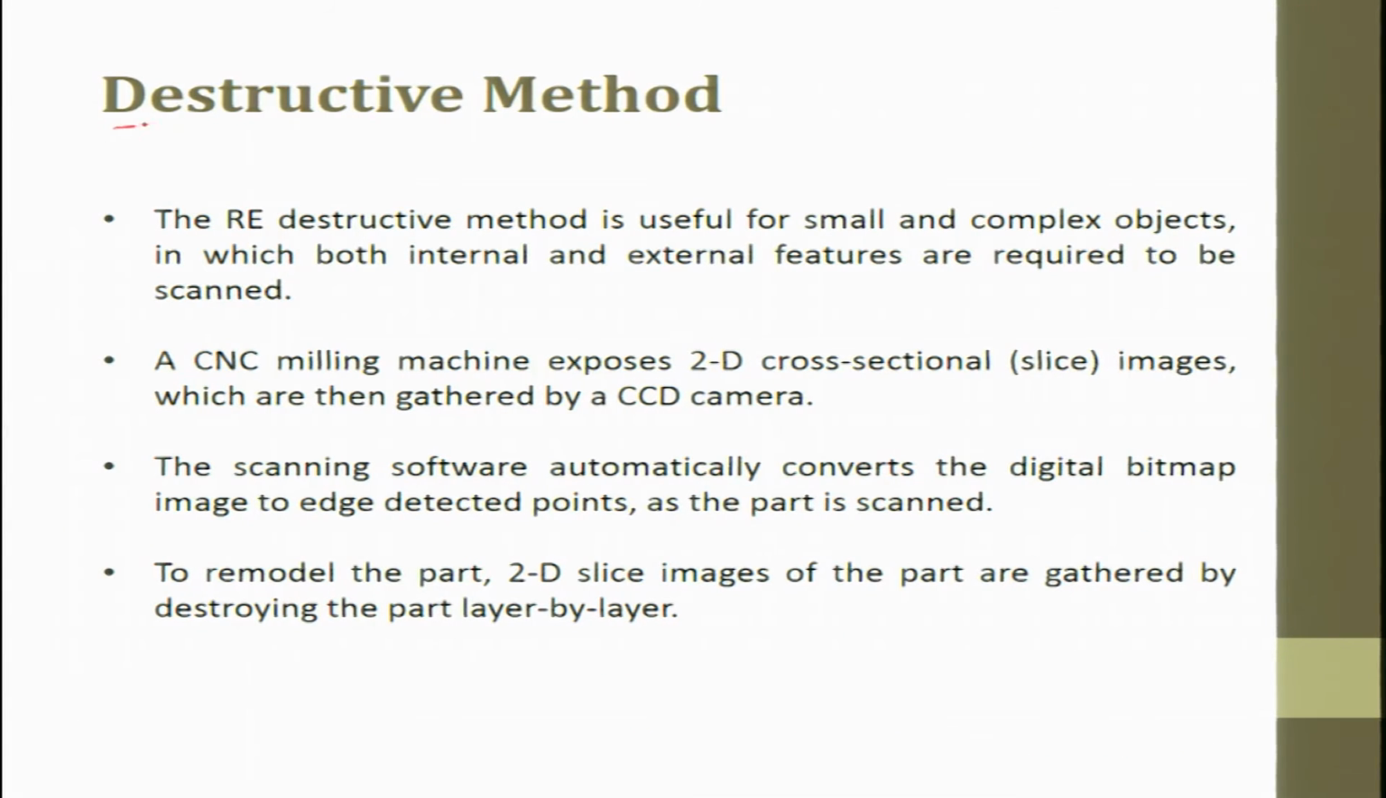We will next see the destructive methods of doing it. The destructive method is useful for small and complex objects, with which both internal and external features can be scanned. What we are trying to do is take an object, section the object and start scanning. A CNC milling machine exposes 2D cross-section images which are then gathered by a CCD camera. Then the scanning software automatically converts the digital bitmap image to an edge detection image and forms a part. The model is remodeled from slice-by-slice information.